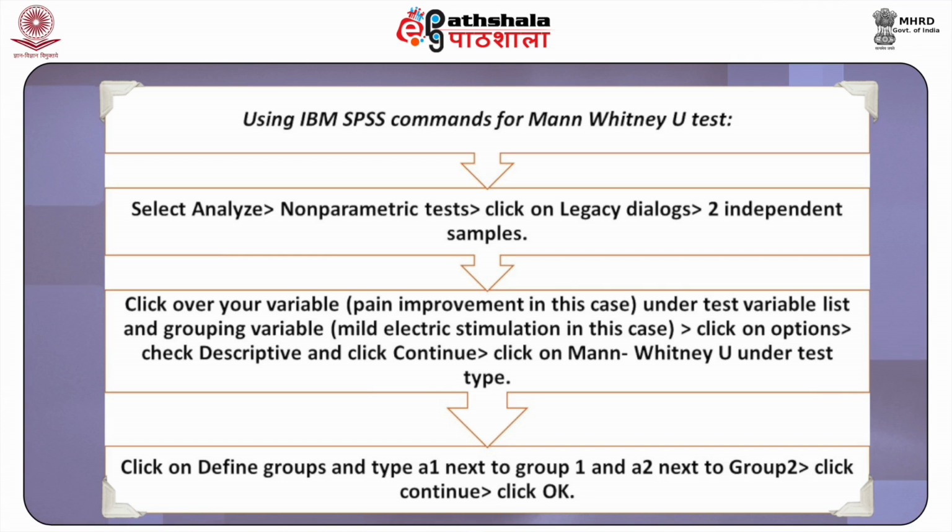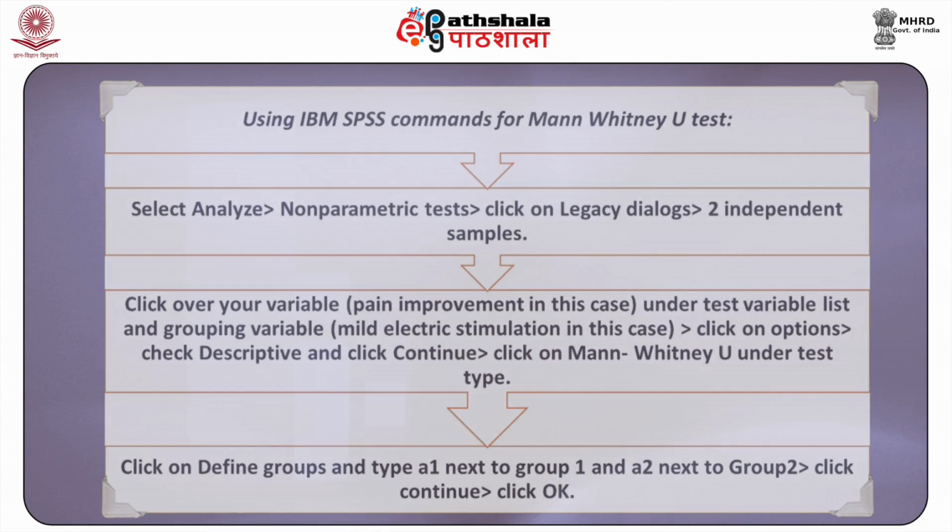Click on Mann-Whitney U under test type. Click on Define Groups and type 1 next to group 1 and 2 next to group 2. Then click Continue and click OK. These steps would produce the output for the comparison of the two chosen groups and add them to the output.